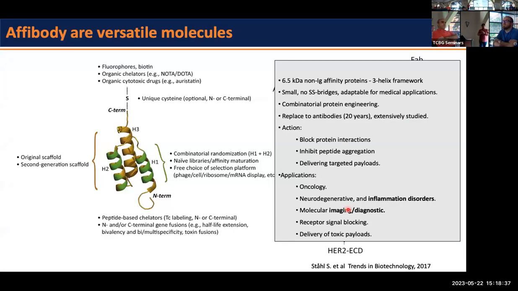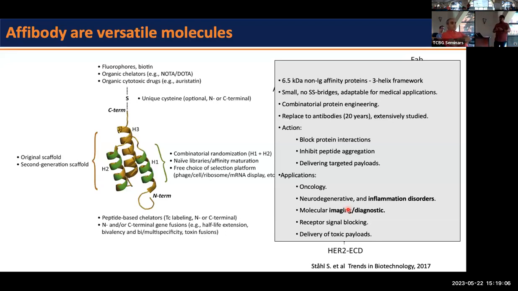Affibodies are super small molecules that are super simple and very stable. They were discovered over 20 years ago. At the time, the promise was that affibodies are super small molecules that you can engineer, fine tune, and mature their affinity to bind to different targets.